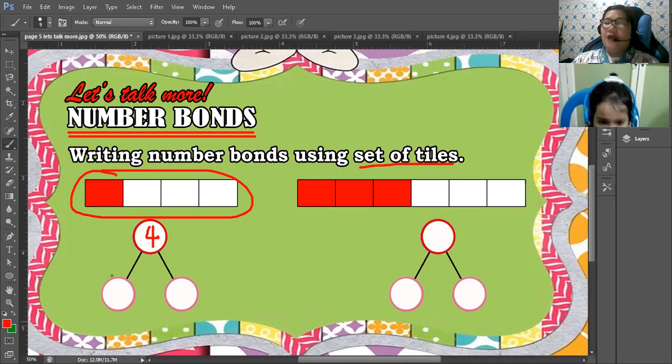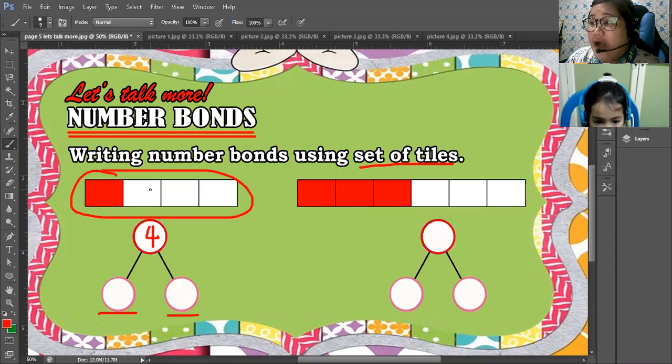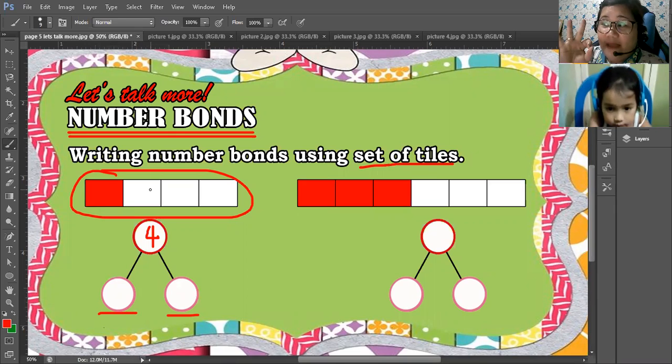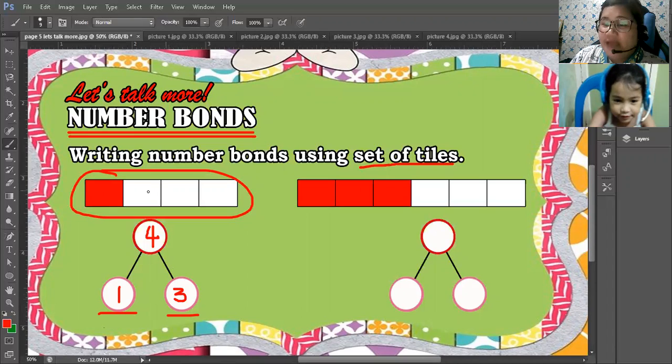All right. So we are going to put some 2 parts here. That means there are 2 parts for the 4 tiles here. For the one part, it's the red tiles and the other part is the white tiles. Okay? How many red tiles do we have here? One, I said. How many white tiles? 3. Okay, very good. Yes, 1, 2, 3.